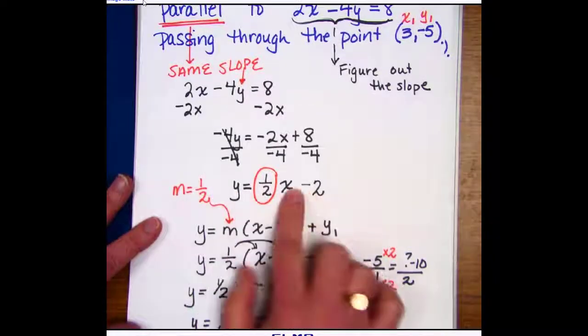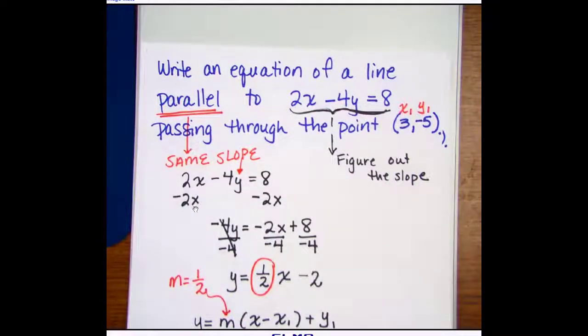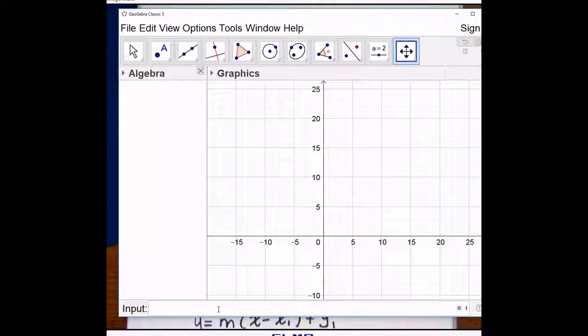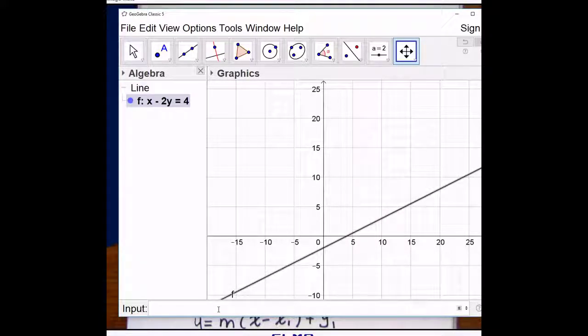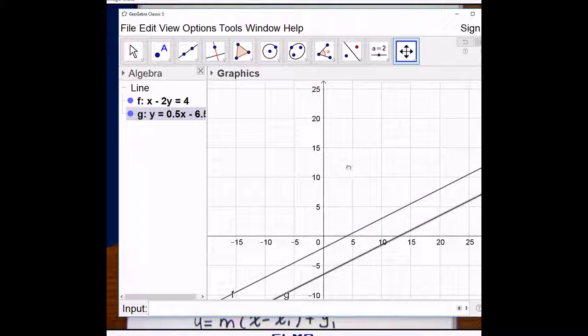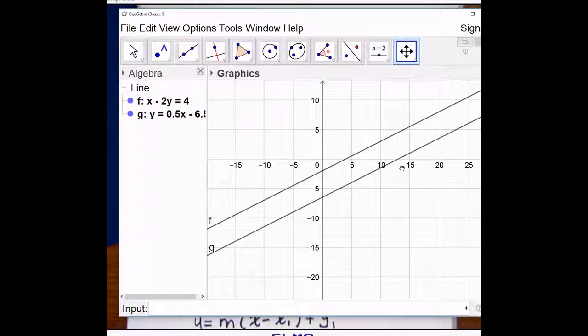I could also graph it in this form, and this equation, and make sure that they are in fact parallel lines. So I'm just going to come here and type in my first equation, 2x minus 4y equals 8, and I'm not going to bother to get it in slope-intercept form on the outside chance I made a mistake. And now my second equation is y equals 1/2 x minus 13 over 2. Always a good idea to put your fractions in parentheses. And you can tell from this graph that they are in fact parallel lines.